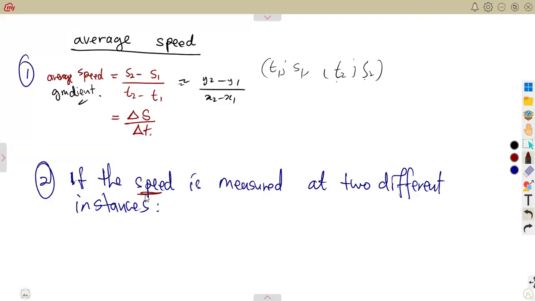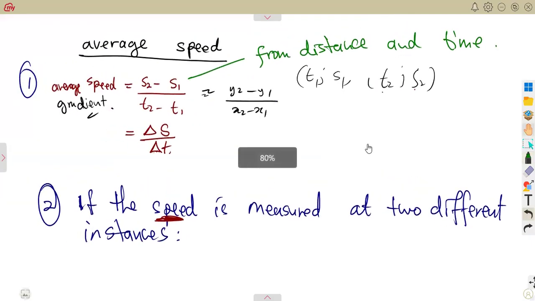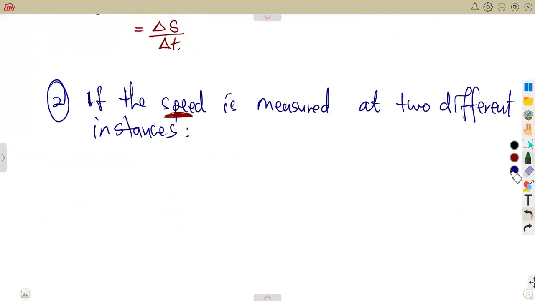We are already given speed. It was not calculated from displacement. Before, we were taking this from displacement or distance and time that you're given. Here we are given speed, guys. You are not given the displacement, this S. It's already speed, but only that the speed is given at different conditions, at different instances.